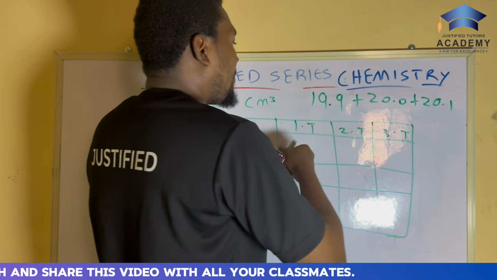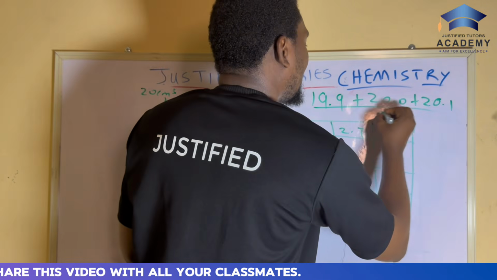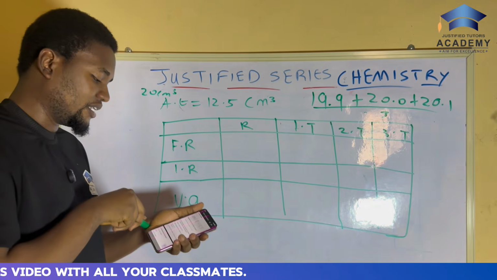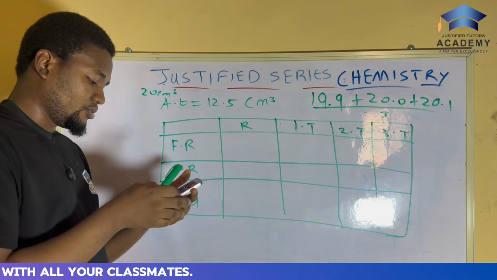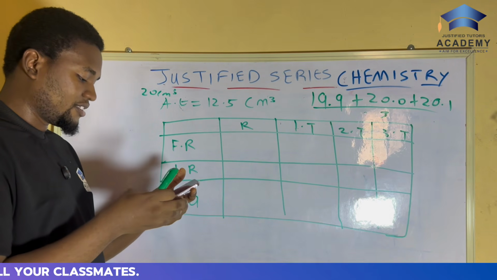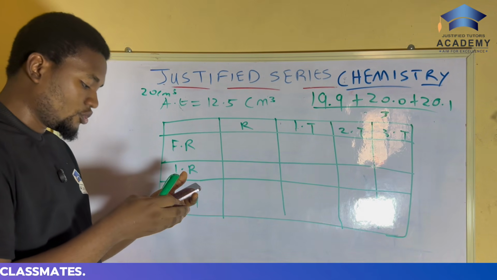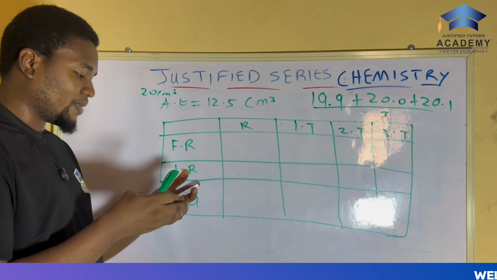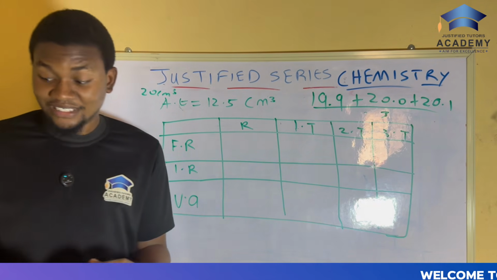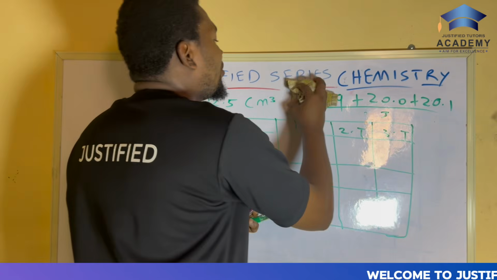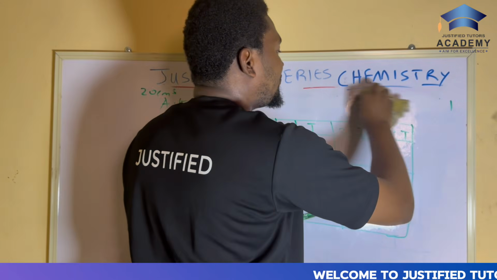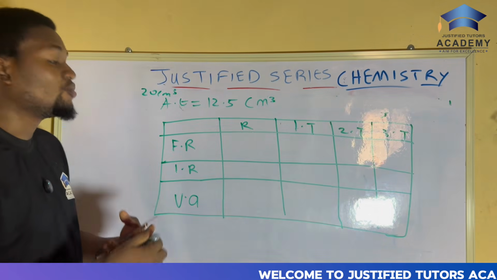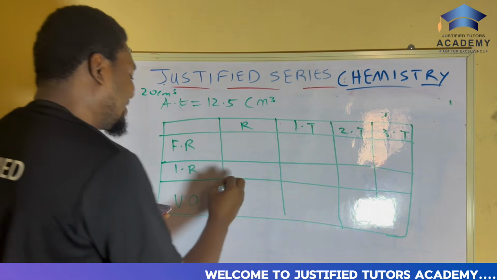Now, press this in your calculator and divide by 3 and tell me what you will get. 19.9 plus 20 plus 20.1 divided by 3, you get 20. Are you seeing it now? Now that's the first step. So now that you've been able to achieve this, you write those values that you got down here.